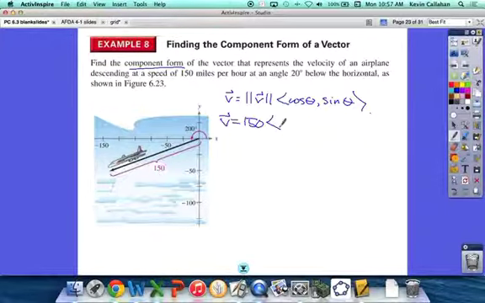Now, we just have to fill in for the direction angle of theta. And what is the direction angle? If it's going the way they've drawn it here, right, the positive x-axis is here, so it's 180 to there, but it's 20 degrees below that, so it's 200. Right? So theta equals 200 degrees. So cosine 200, sine 200.